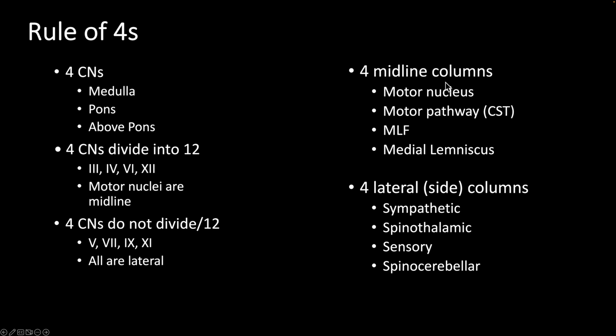Now for your tracts, for midline columns, you get the motor nucleus, motor pathway, corticospinal tract, right? The medial longitudinal fasciculus and the medial lemniscus. These are all starting with M. M for midline, right? So if patients have, for example, issues with the motor nucleus, motor pathways, and all of these different types of things, you can localize the lesion towards the middle. And there's one thing I just remembered I'm going to add. I'm going to add some cases to this lecture so people can apply their knowledge.